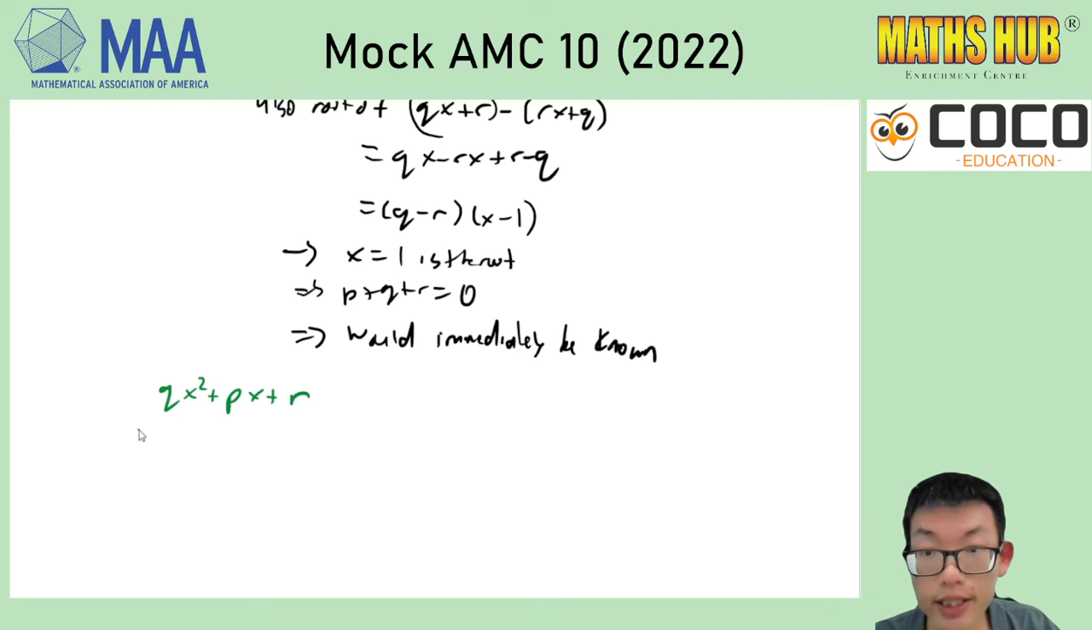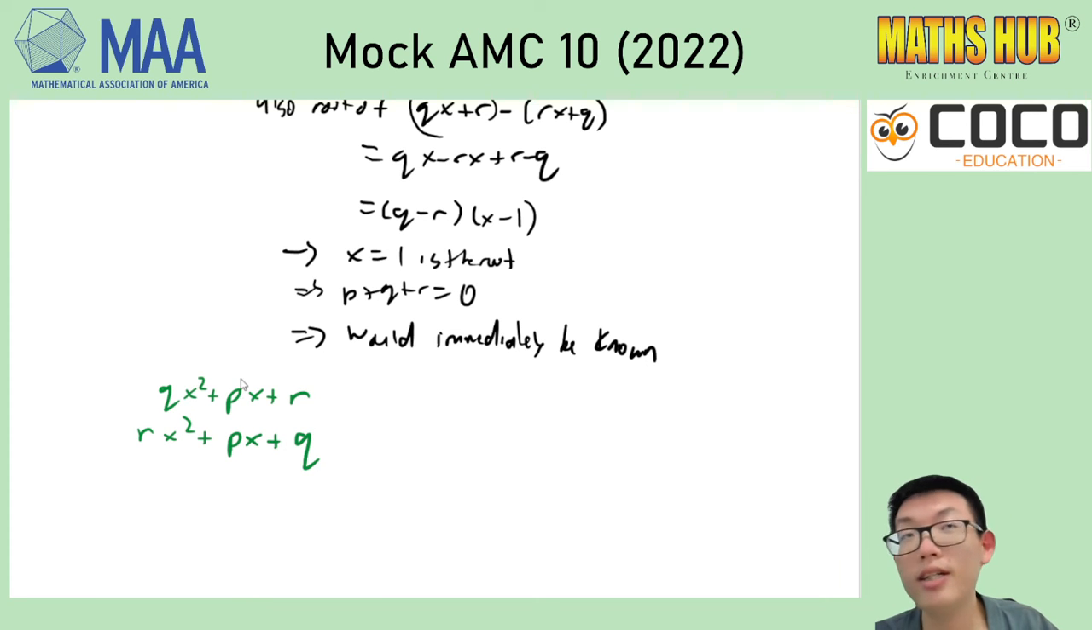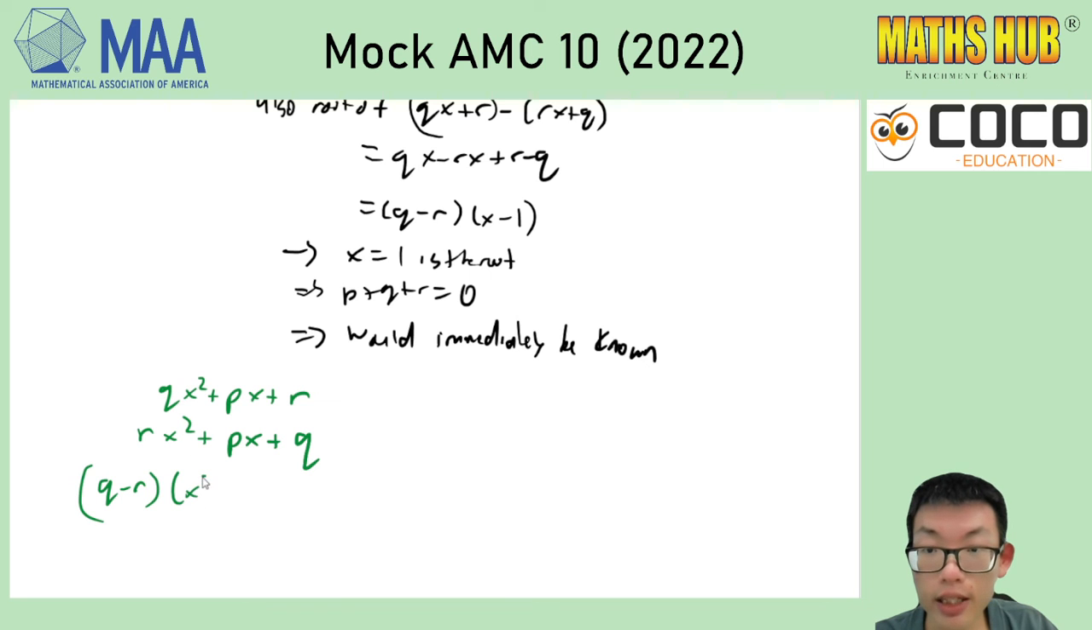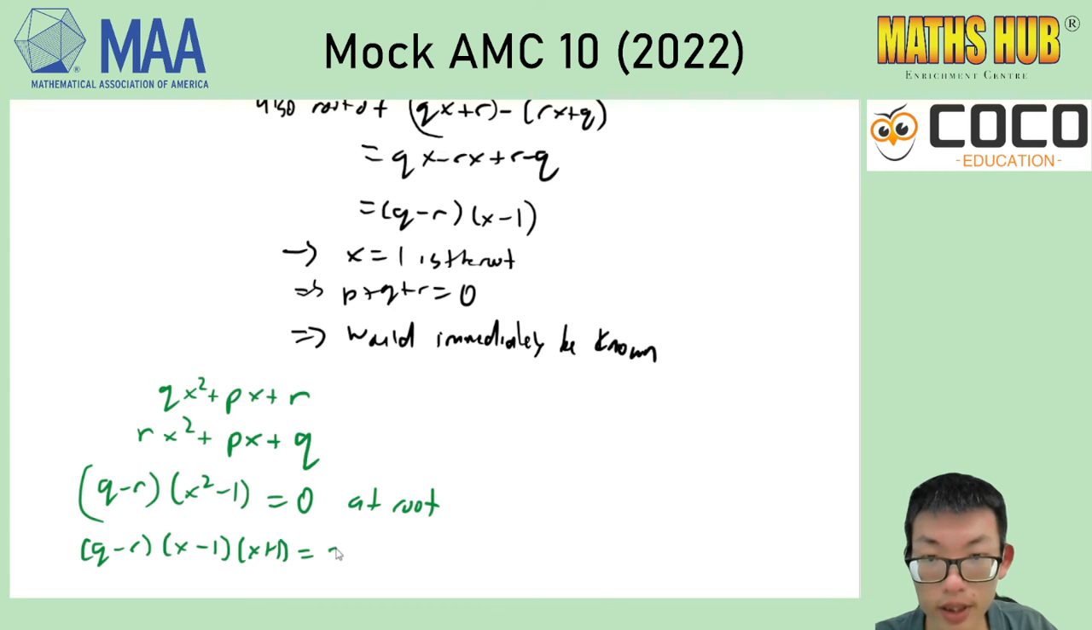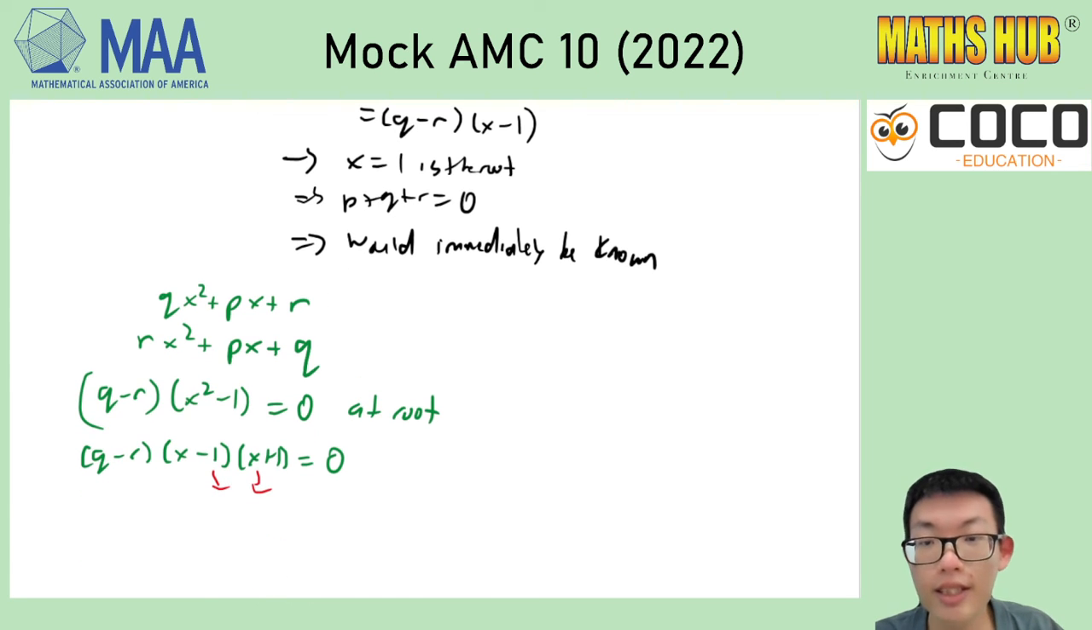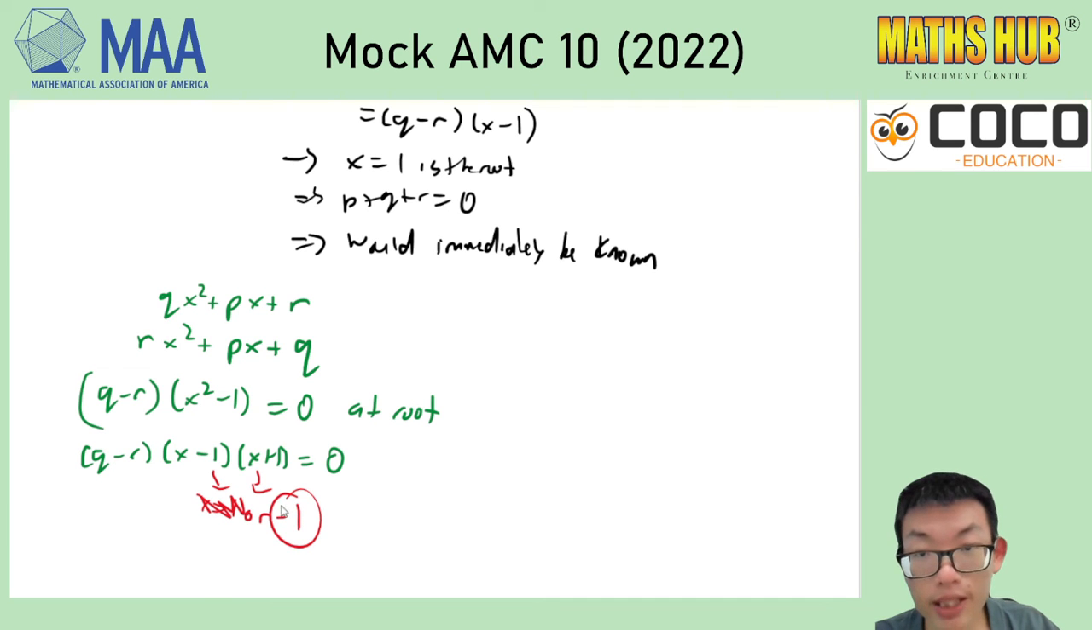Let's say we compare these two instead. If Hardy had told Littlewood that P is the x coefficient, then by the same reasoning, if I subtract them, I get (Q minus R)(x squared minus 1) equals 0 at my root. This can be factorized as well. But now there are two possibilities, which is x equals 1 or minus 1. I ruled out 1, but minus 1 would possibly be the solution.